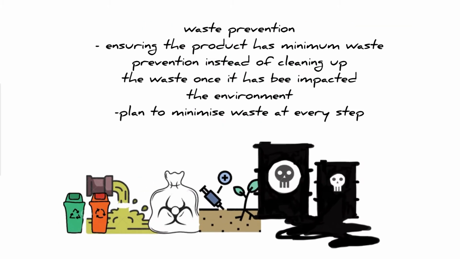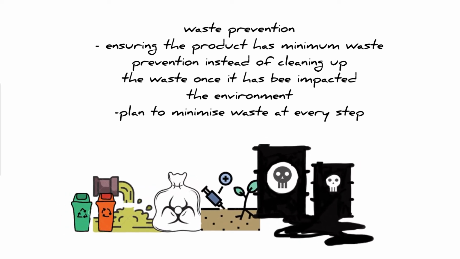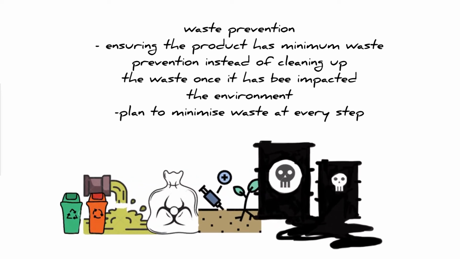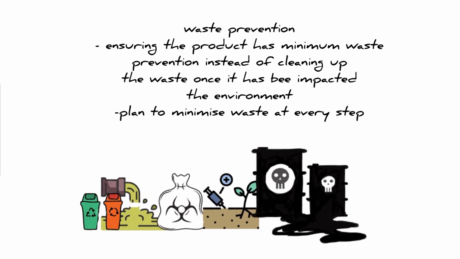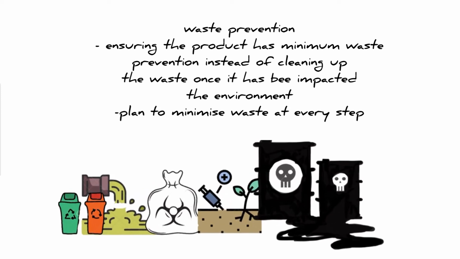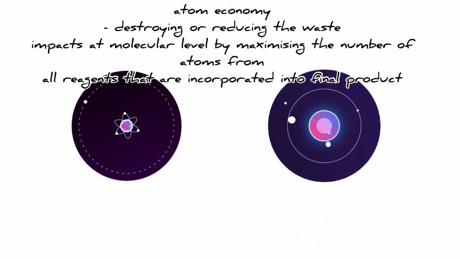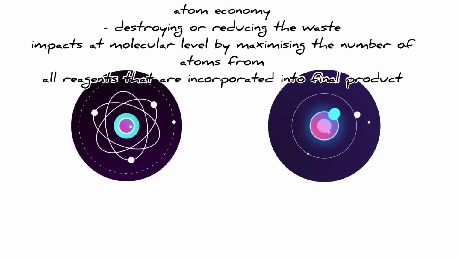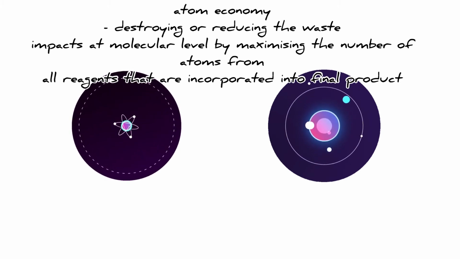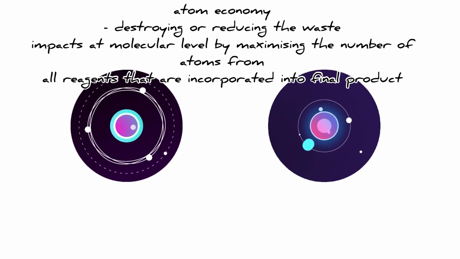The first principle is waste prevention, which stands for first ensuring the product has minimum waste. This principle focuses on prevention instead of cleaning up the waste once it has impacted the environment, and planning to minimize waste at every step. The second principle involves atom economy. This principle focuses on reducing waste impacts at the molecular level by maximizing the number of atoms from all reagents that are incorporated into the final product.